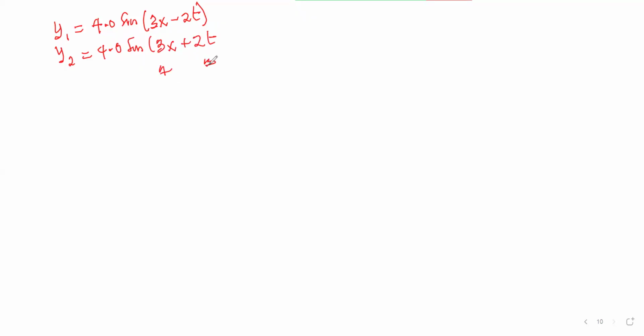So we have y is equal to y1, this is 4.0 sine of (3x minus 2t), and y2 is 4.0 sine of (3x plus 2t). So over here, this is A, this is B.